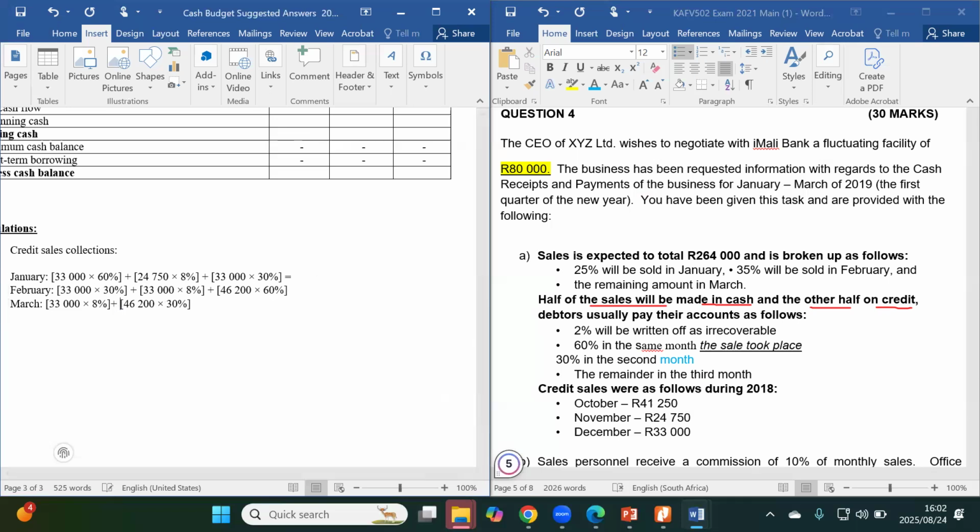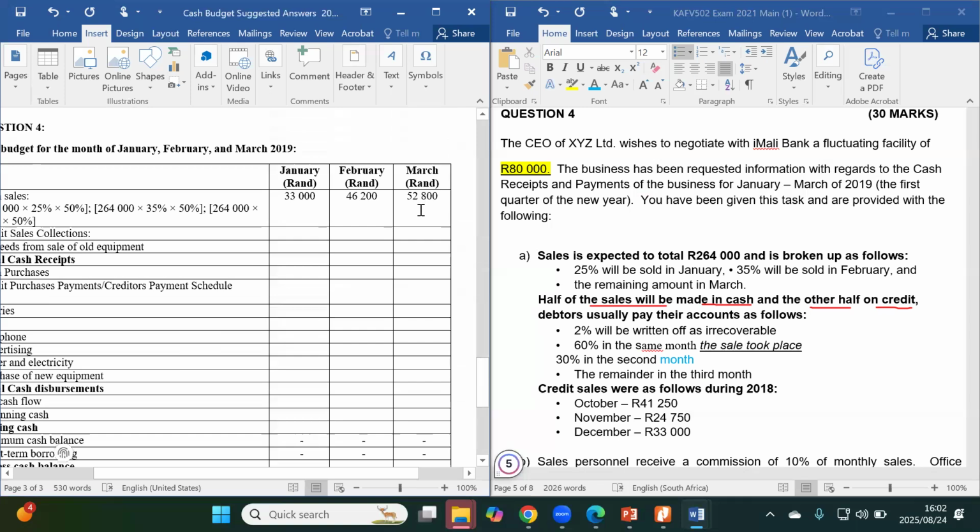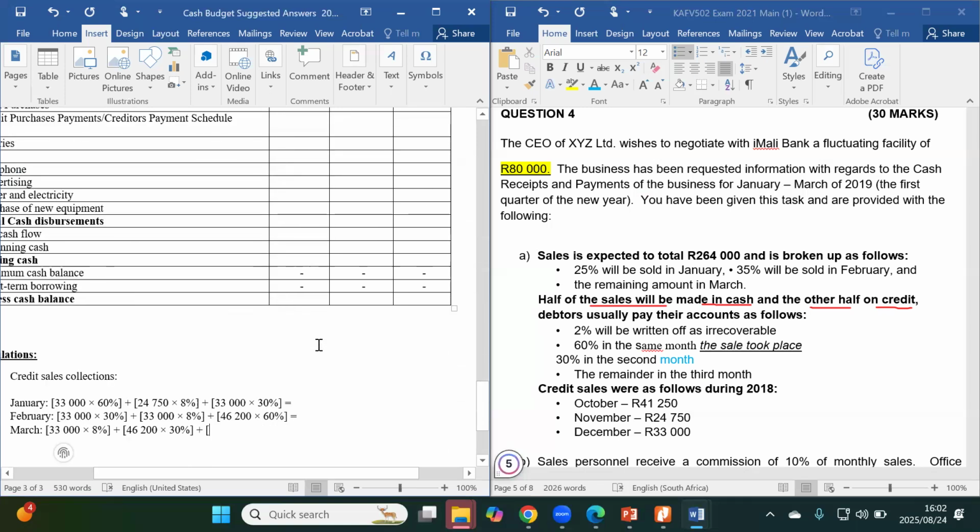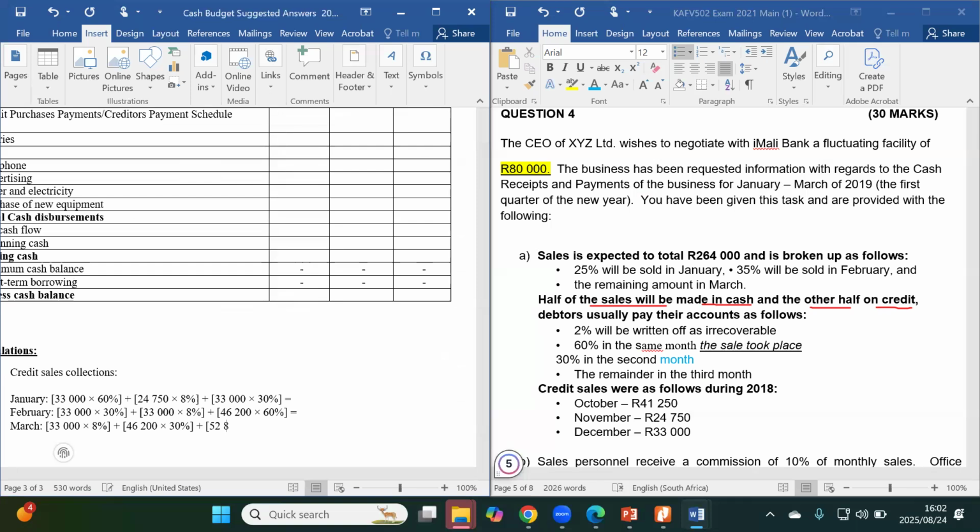But April was not required in our calculation, so I'm not going to do anything more for Feb. Then let me see with March. As far as February is concerned, we are done. So we have to get the amount. And then we go for the month of March. 60% of credit sales for March will be collected in the month of March. So out of the 52,800, 60% of it is collected here. Then the other ones are in later months, which we were not required to do.